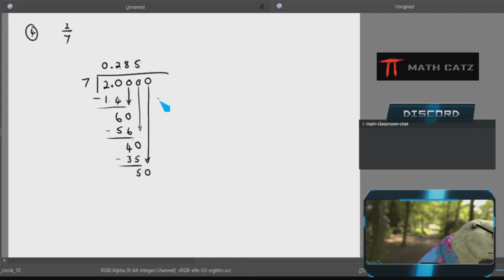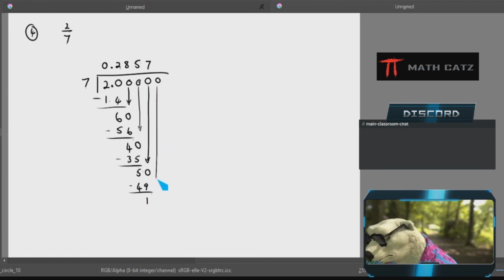That doesn't sound right. Did I do this right? Sure. I'm just thinking of something else. 7 times 7 is 49, that leaves a 1. Bring down another 0 over there. 7 goes into 10 once. 1 times 7 is 7.